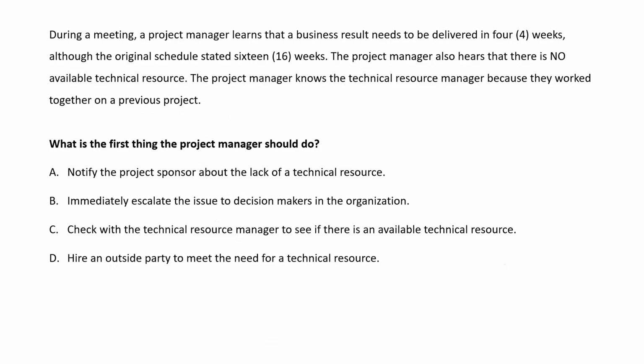Let's solve another question. During a meeting, a project manager learns that a business result needs to be delivered in 4 weeks, although the original schedule stated 16 weeks. The PM also hears that there is no available technical resource. The PM knows the technical resource manager because they worked together on a previous project.